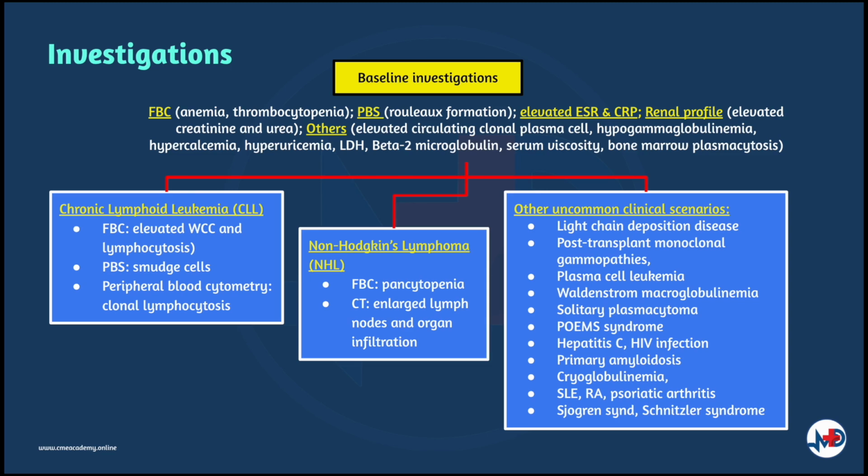Now, what are the common scenarios we get? So, MGUS warrants a serum protein electrophoresis with immunofixation. In a context of CLL, patients usually present with B symptoms, lymphadenopathy, and hepatosplenomegaly. FBC reveals elevated white blood cells and lymphocytosis. In a case of non-Hodgkin's lymphoma, the clinical presentation is similar to that of CLL. FBC, on the other hand, reveals pancytopenia. CT scans will illustrate enlarged lymph nodes and organ infiltration.